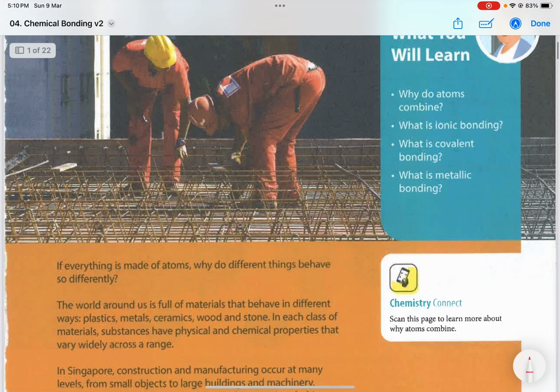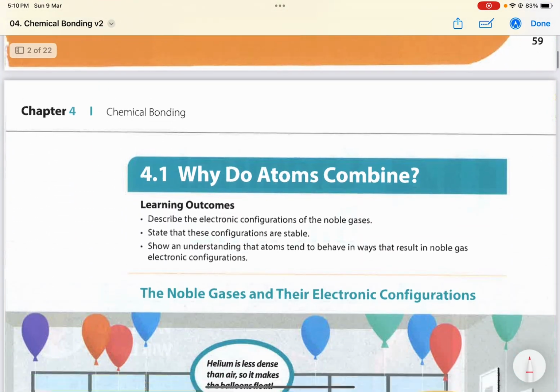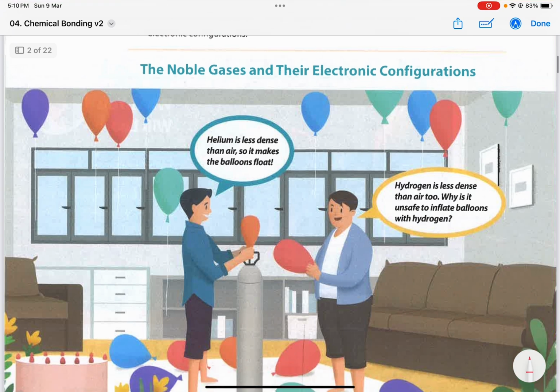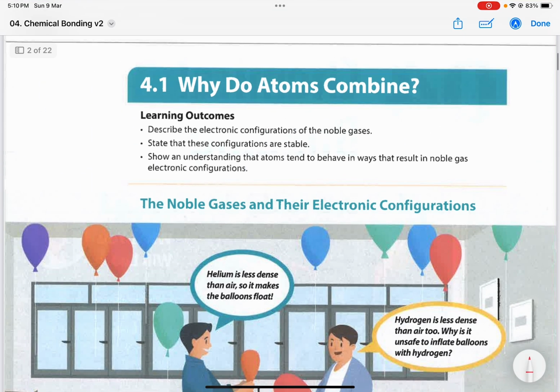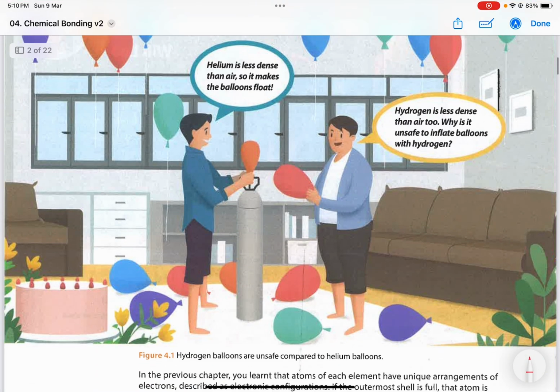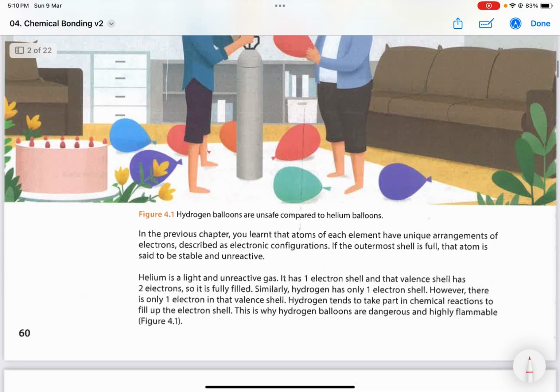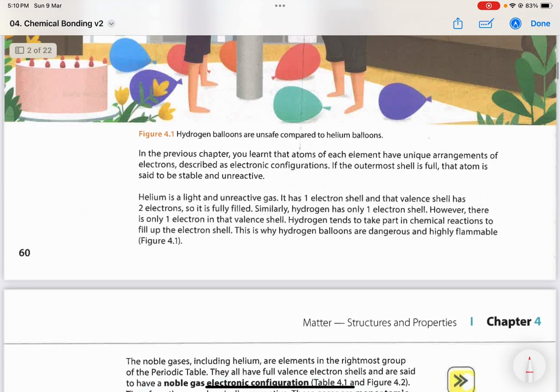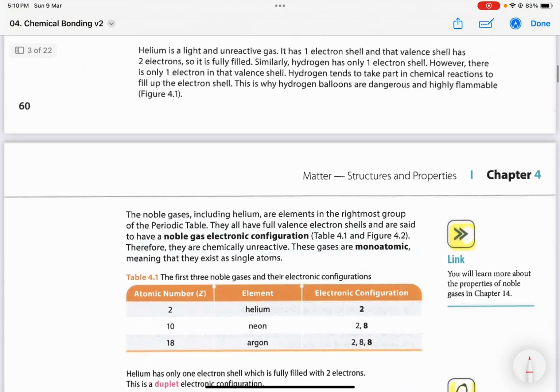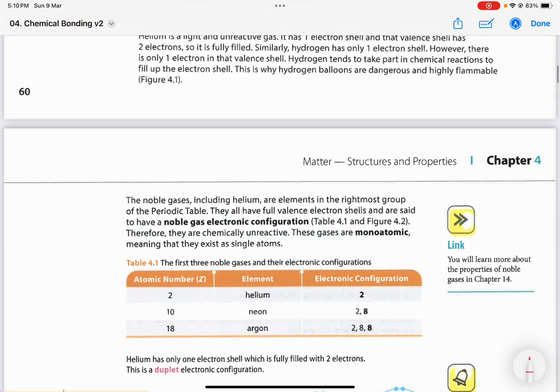Okay, so let's start. Let's go with ionic bonding first. Before we even go into bonding, we actually will need to tackle why atoms even combine in the first place. To understand that, we will look at this idea of noble gas. What's so special about noble gases? And then from there, we're gonna go into the idea of bonding.